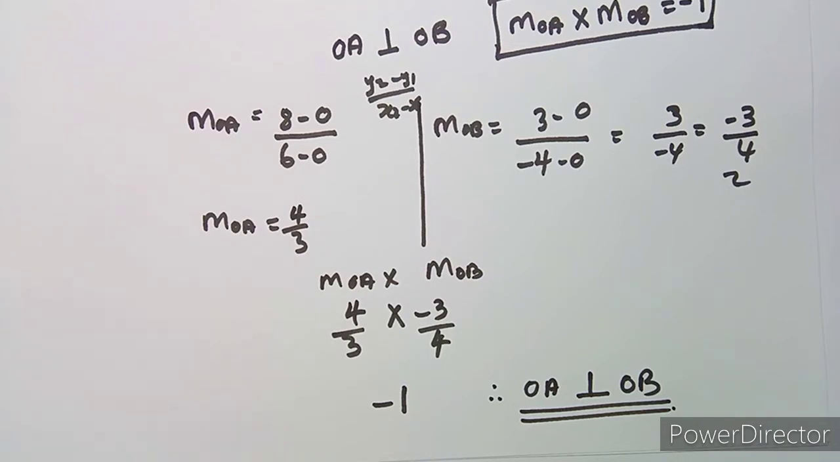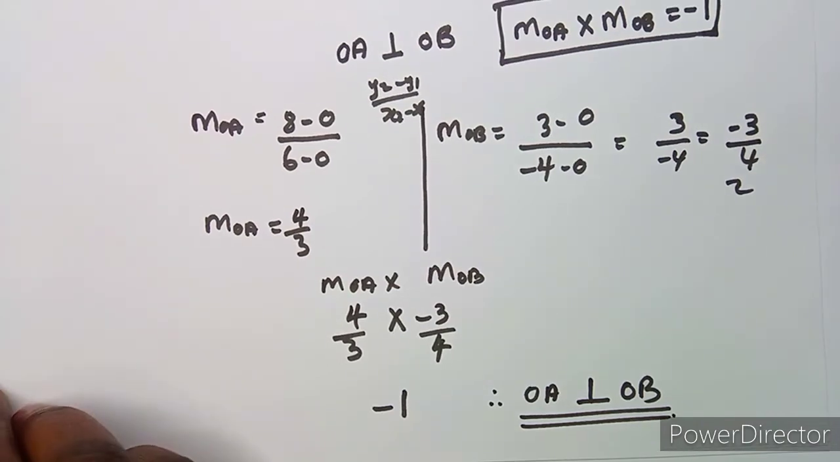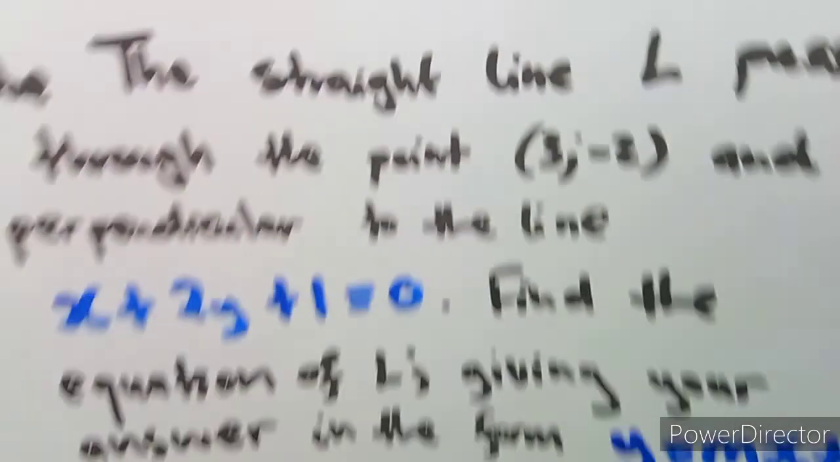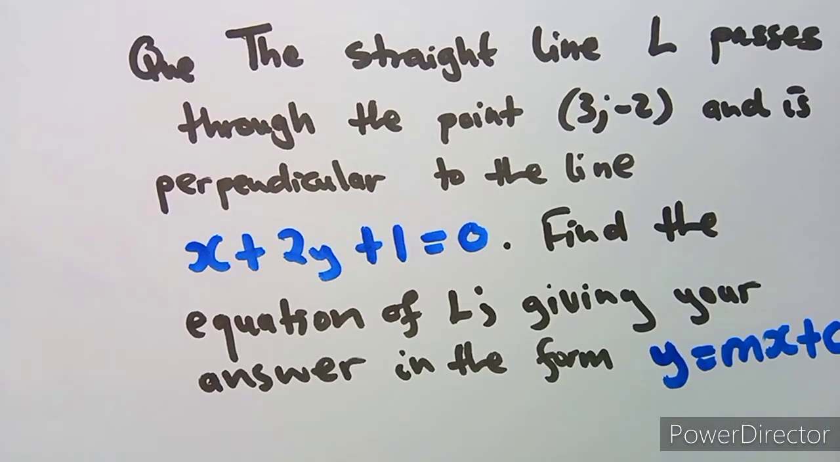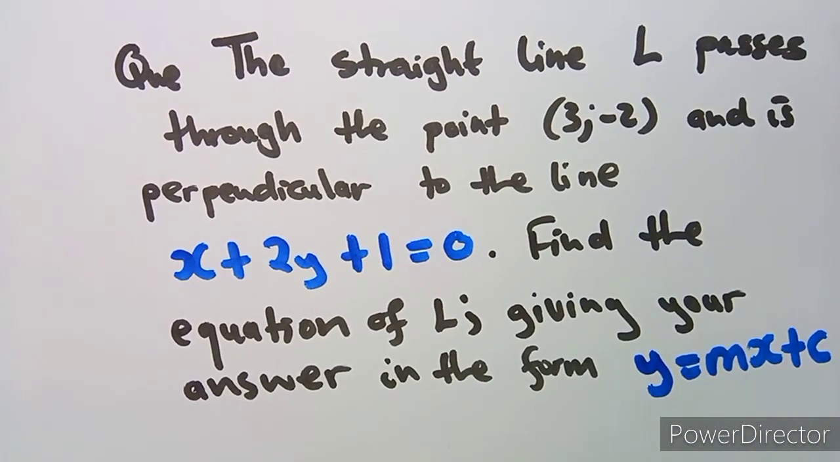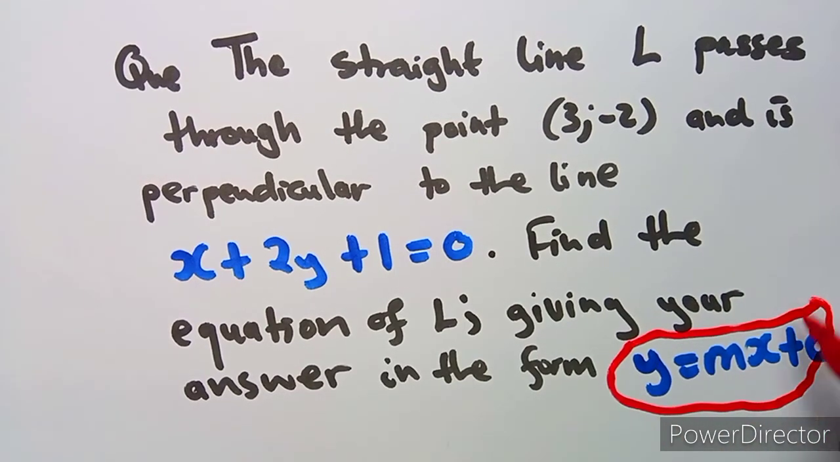So guys, I think it's a little bit clear and easier. All you need is to work on as many questions as possible, like these ones where you are given that there's a straight line L which passes through the point 3, minus 2 and is perpendicular to the line. We are given the line. Find the equation of L, giving your answer in the form, take note, guys, here we are given the format to use, which is y = mx + c. All right, so let's start here.